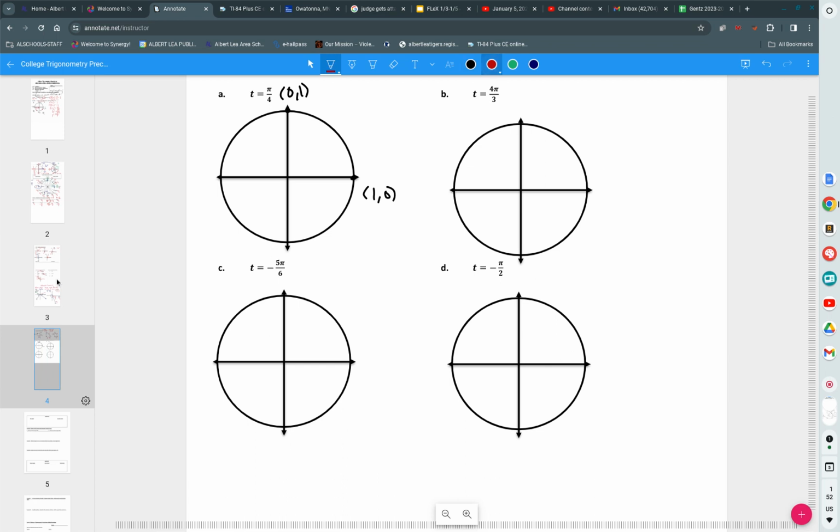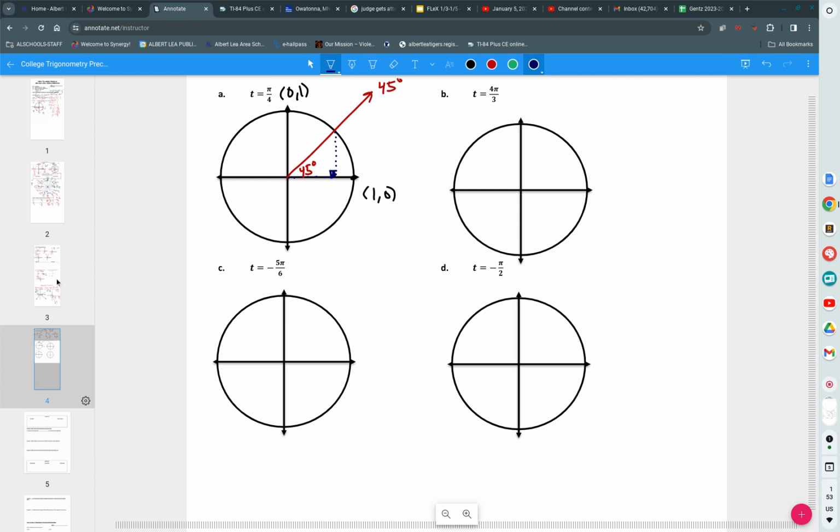So the first step is to construct an angle that matches. This is a 45-degree angle. We then identify the reference angle. The reference angle is the angle formed against the x-axis, which is, in this case, 45. That allows us to create a special right triangle. And our special right triangle is a 45, 45, 90.